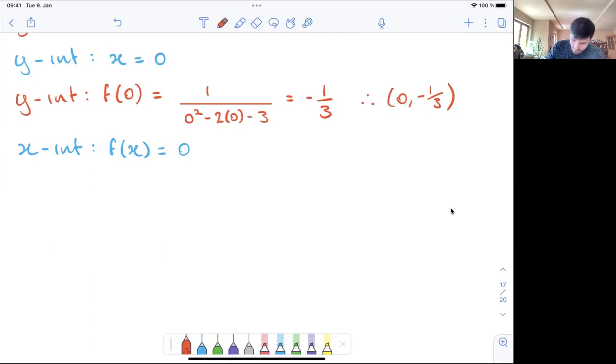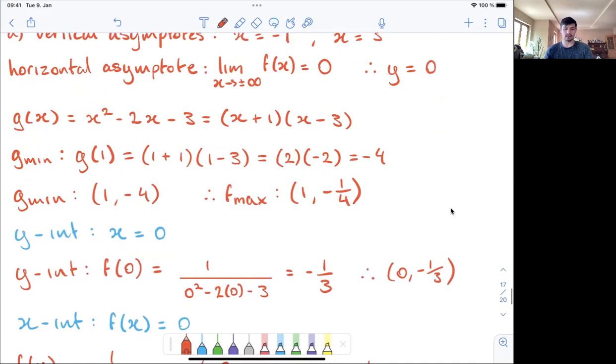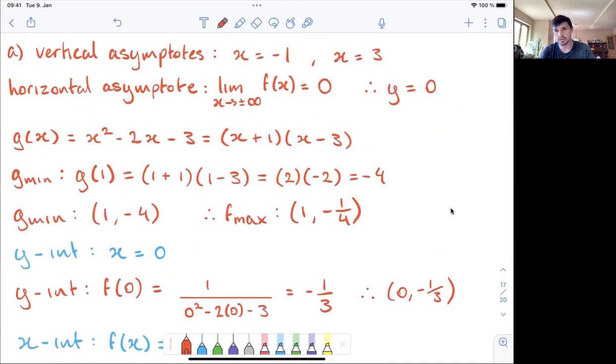And we'll see from our function here, f of x is equal to 1 over x squared minus 2x minus 3. Now, there are no x values that will make this equal to 0. So this can't equal 0. So therefore, no x-intercepts. So there aren't any x-intercepts. Equally, you could have got that from the idea that the horizontal asymptote is y equals 0, which is the x-axis. It's the x-axis, and that would have been equally a fine justification.